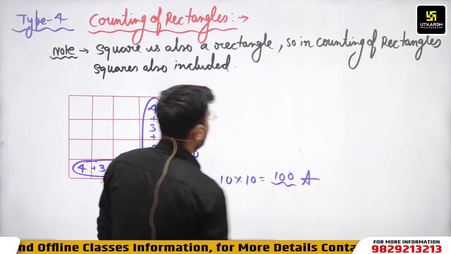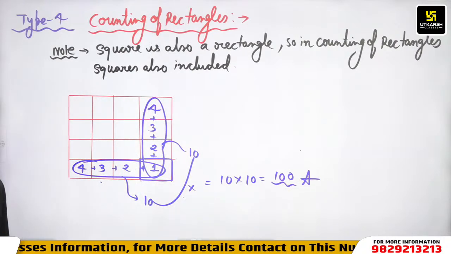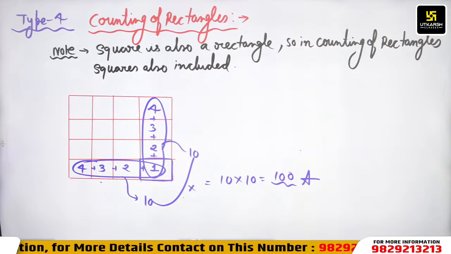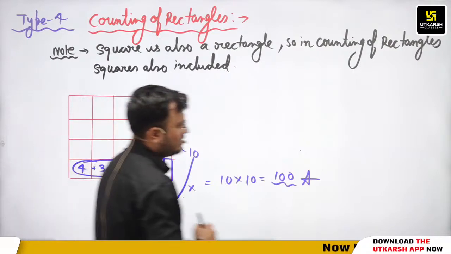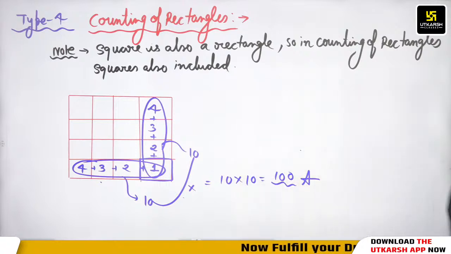So how many rectangles are there? Total 100 rectangles are there.